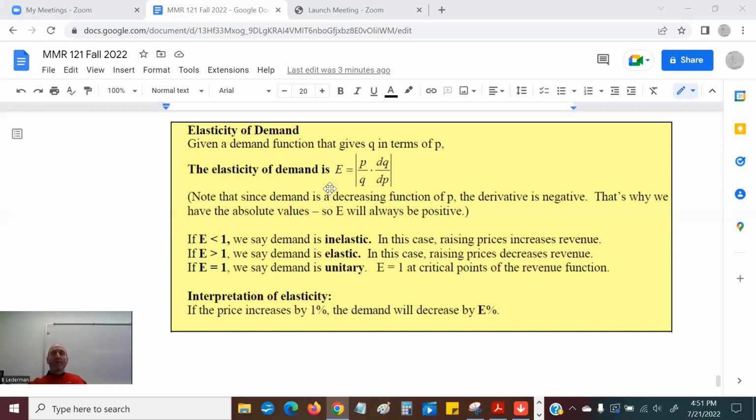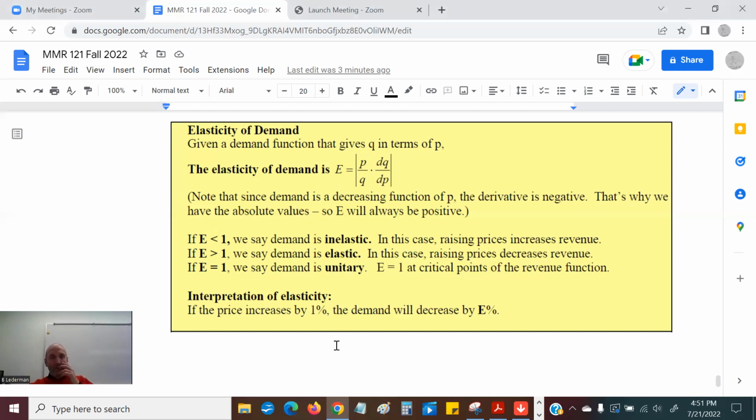Now, what is the significance of the number E? If you raise the price by 1%, the demand will change by E%. So when you figure out P over Q times dQ/dP, you get the percentage that the demand will change when the price increases by 1%. Let's look at an example.